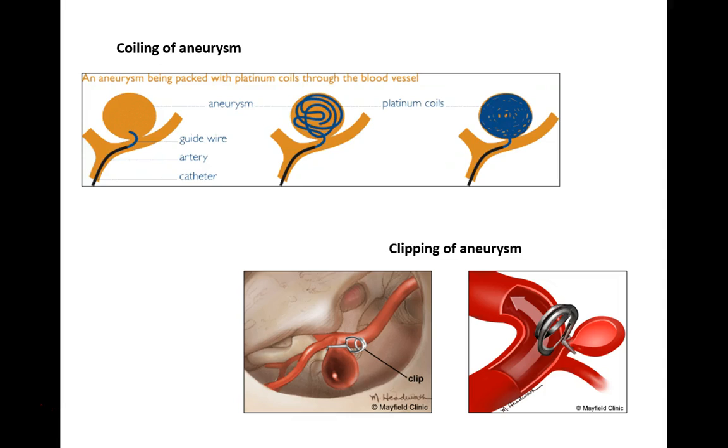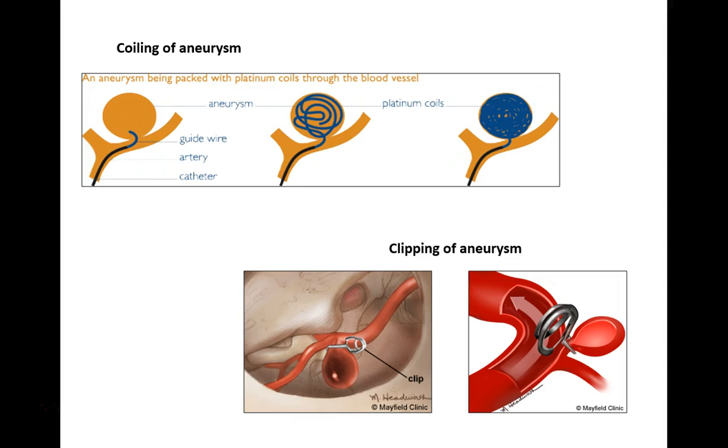And then in the 90s, coiling was introduced more. So it's an endovascular procedure where they will place coils into the aneurysm, as you can see at the top there. So they'll go up through a catheter from the groin. I still don't understand how they do it. It's incredible. But essentially they're placing coils into the aneurysm.